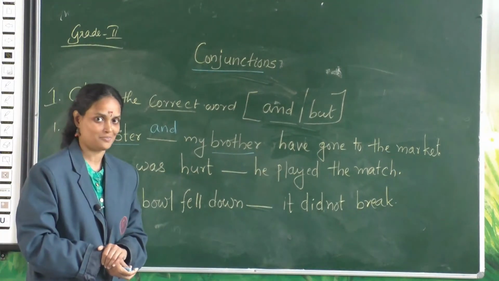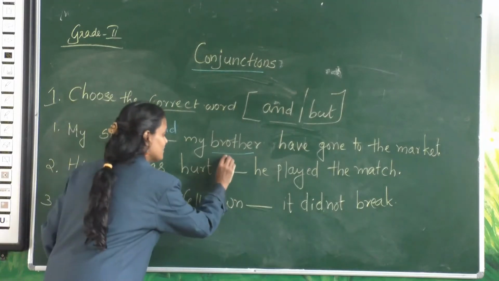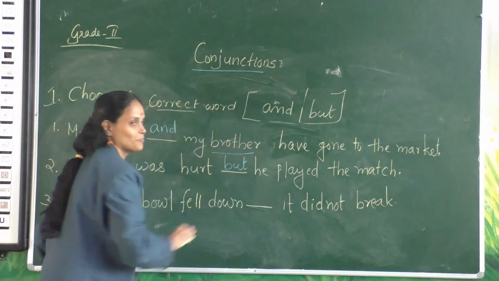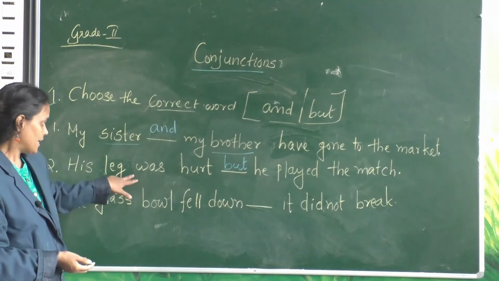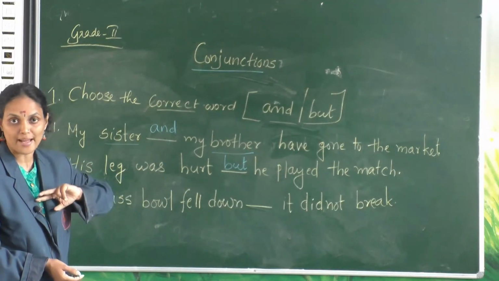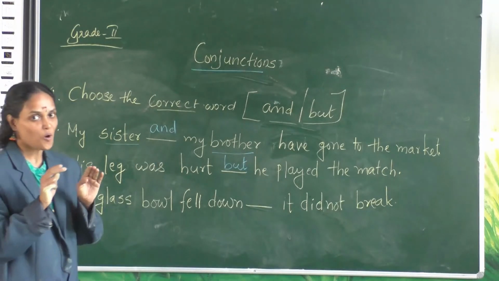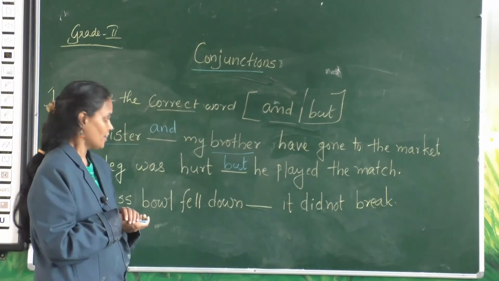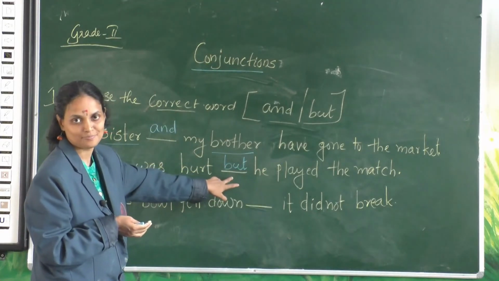Understood? Second one. His leg was hurt dash he played the match. He was hurt but he played the match. His leg was hurt but he didn't withdraw from playing the match. He played the match well. Okay, two opposite meanings are joined using the conjunction but.